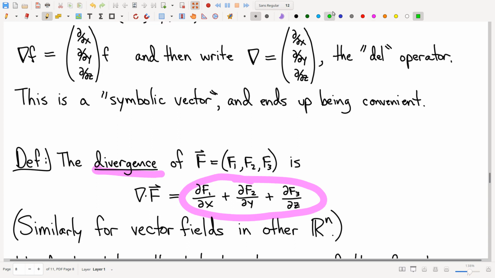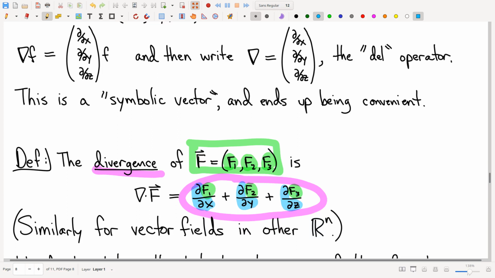Notice divergence is something that you do to a vector field, a vector field consisting of coordinate functions f1, f2, and f3. And notice what it is: it is the sum of certain things that you do to those coordinate functions. And what is it that you do to them? Well, you apply an x partial to the first one, a y partial to the second one, and a z partial to the third one.